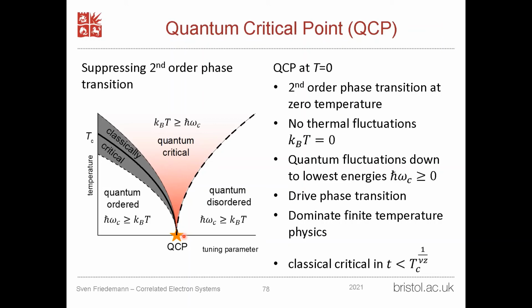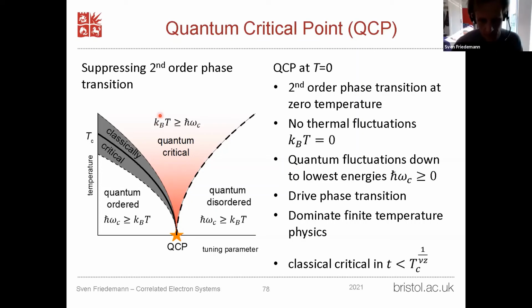Hello, Sven. Sure. Yeah. So you said that in the quantum critical regime, the thermal fluctuations are higher than the quantum fluctuations, and if you cool down the system, it doesn't know in which order it'll be. Why is that?